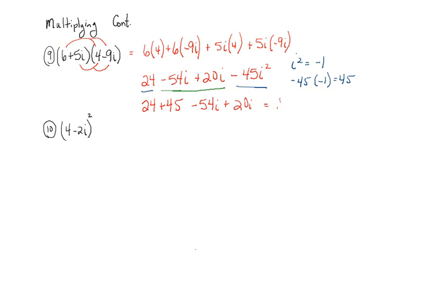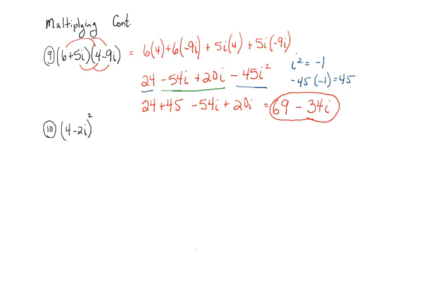So here we go with number 10. We have a quantity squared. There's two ways you can do this. I'll show you both ways. The first way, we can expand it. 4 minus 2i times 4 minus 2i. We do that. We get 16 minus 8i minus 8i plus 4i squared. All I did was distribute. First, outer, inner, last. Distributive property, FOIL, whatever you want to call it.